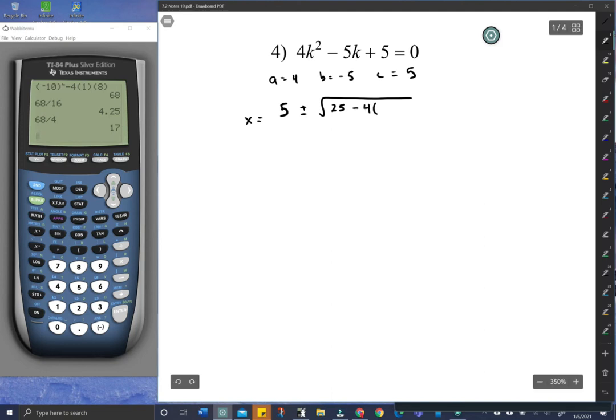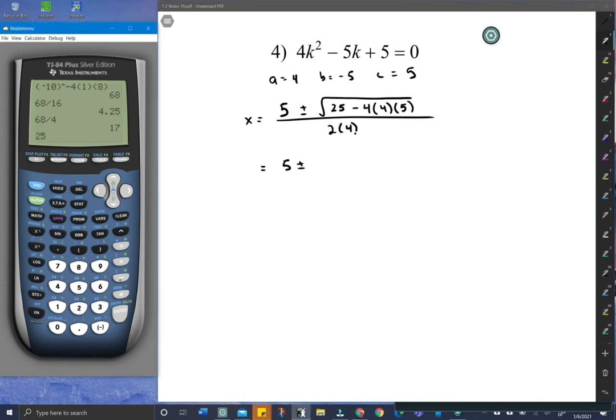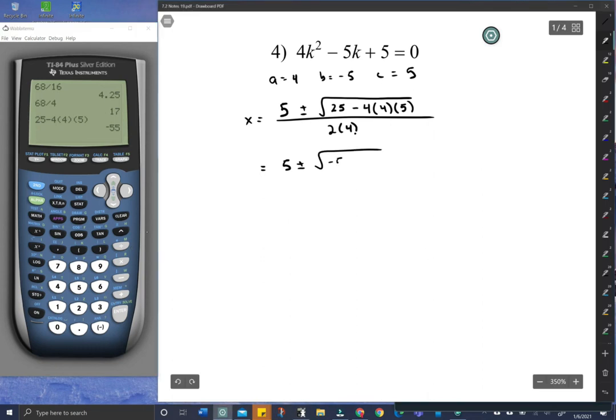And we'll start to simplify. Even though I did the b squared part, I'm still going to do the rest of that in my calculator. 4 times 4 times 5. And we get negative 55. So square root of negative 55 all over 8. So here now, this is why we just did imaginary numbers. This is an imaginary solution. That's what it's going to come out to be.